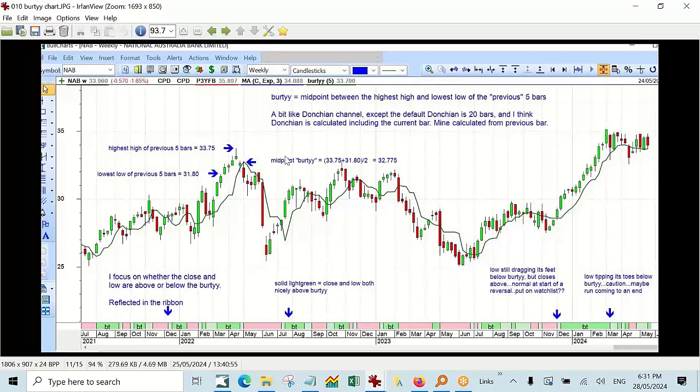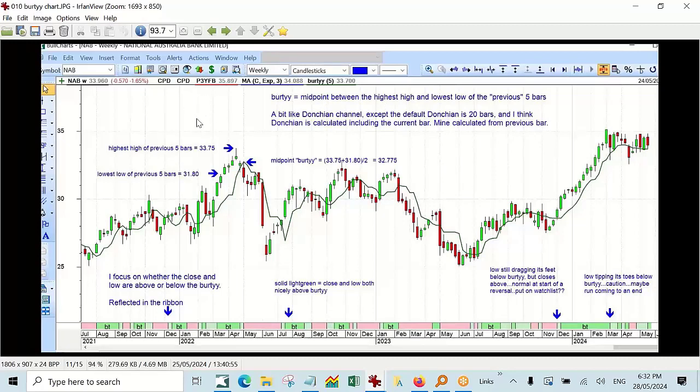But I was a little bit too lazy to pore over charts to be looking for these significant candlesticks all the time, so I've fudged it, to artificially create a tall candlestick, or at least a candlestick, usually a tall one. It's a bit like a Donchian channel, except the default Donchian channel, I think, is 20 bars or 30. And I think the Donchian channel is calculated including the current bar. Mine is calculated from the previous bar.